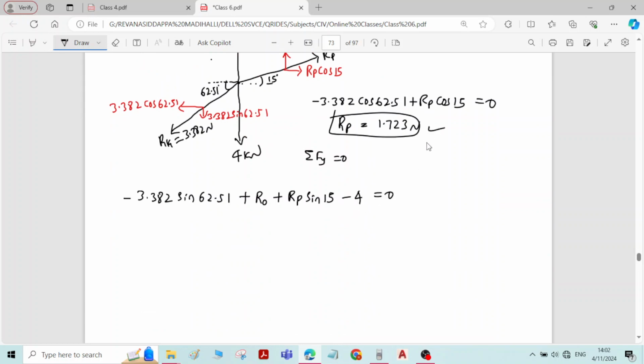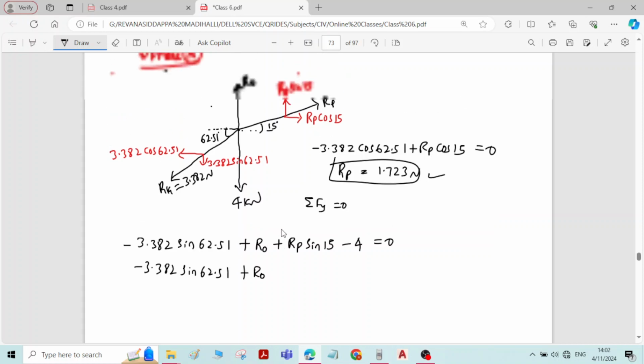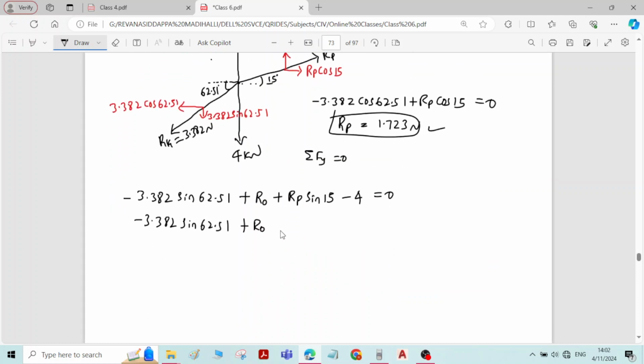Now we got the value of RP. Substitute the value of RP in this equation. Minus 3.382 sin 62.51 plus RO plus 1.723 sin 15 minus 4 is equal to 0. By this we will get the reaction at O. The answer is 6.27 kilonewton.